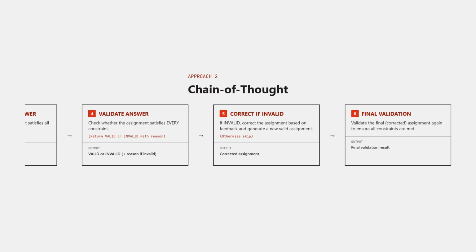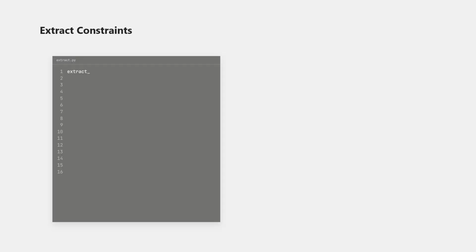If the validation fails, we will send the feedback back to the generation step, generate a correct answer and validate it again. So instead of relying on one prompt to do everything, we are creating a small reasoning and validation pipeline. Now let's look at the output from each of the structured steps one by one.